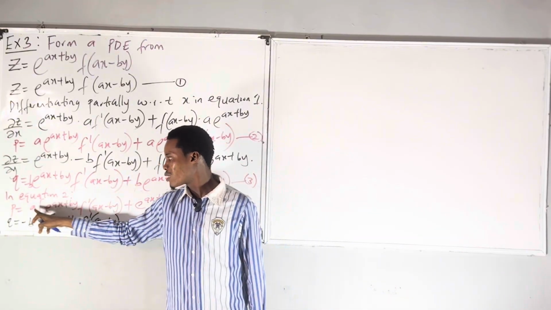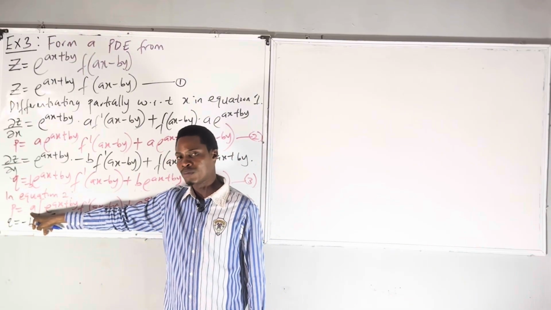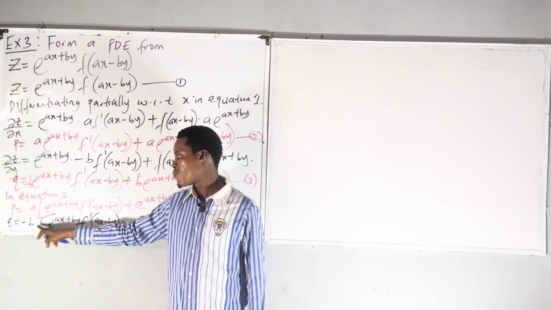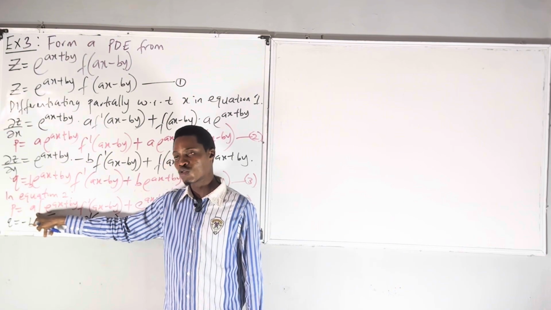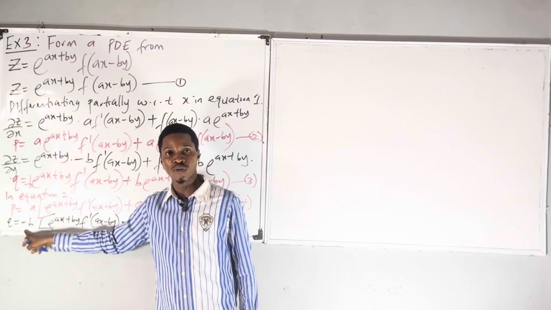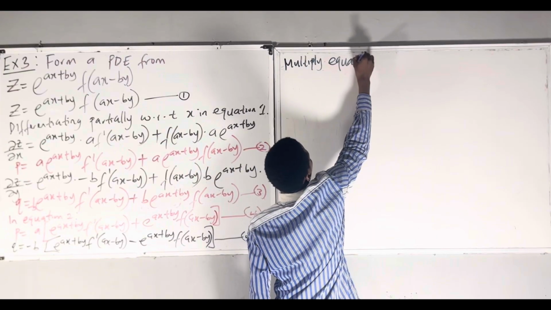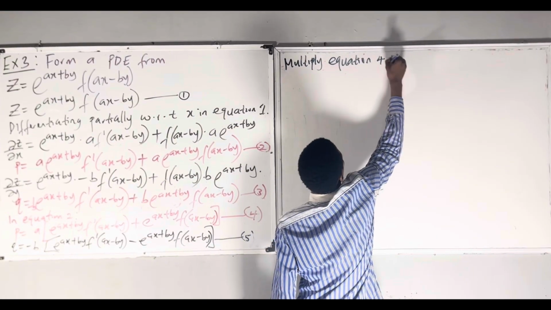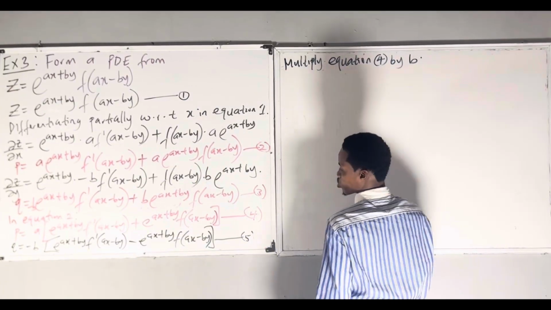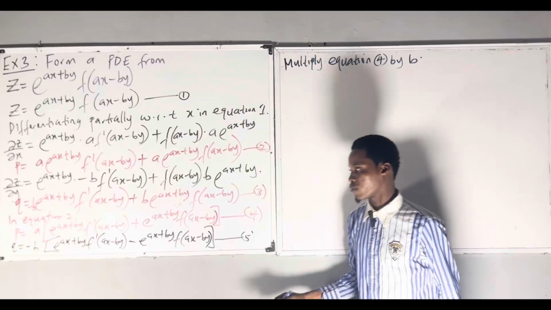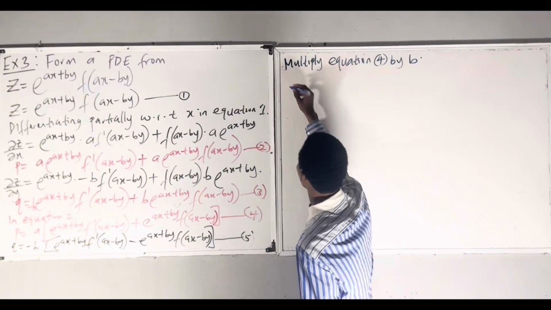But what I can do in p and q here, in equation 4 and 5 here, is multiply equation 4 by b, and multiply equation 5 by a. So that equation 4 is going to have ab and equation 5 is going to have minus ab. Equation 4 by b. So if you multiply equation 4 by p, what are we going to have? Equation 4, we have p here. If you multiply p by b, we are going to have bp.